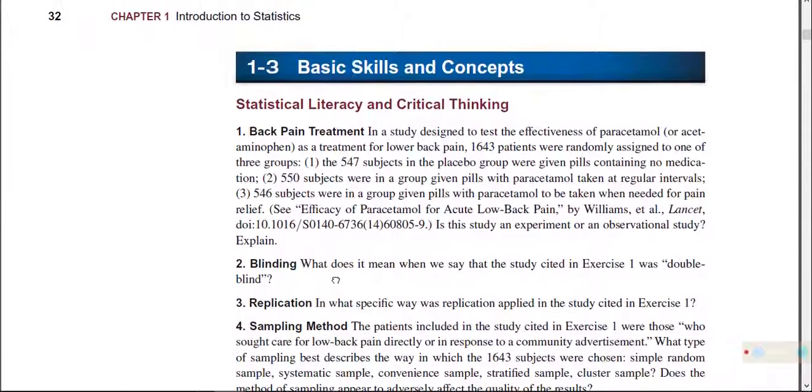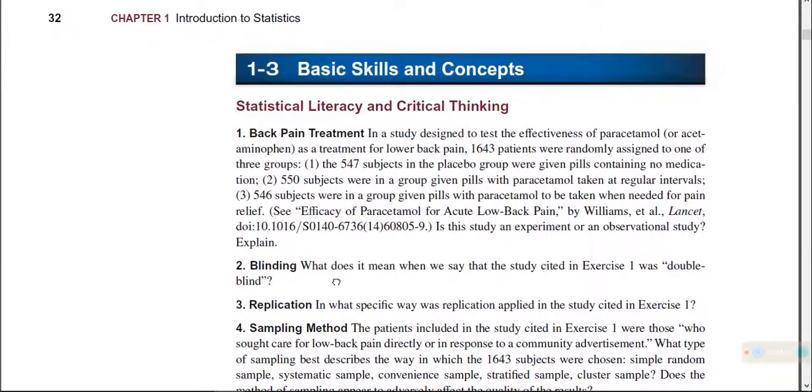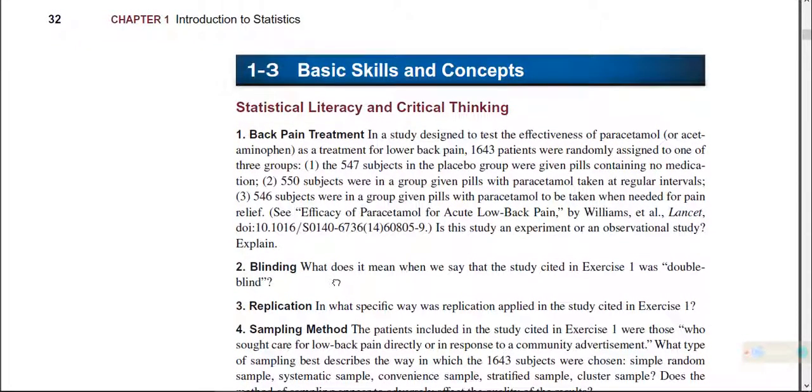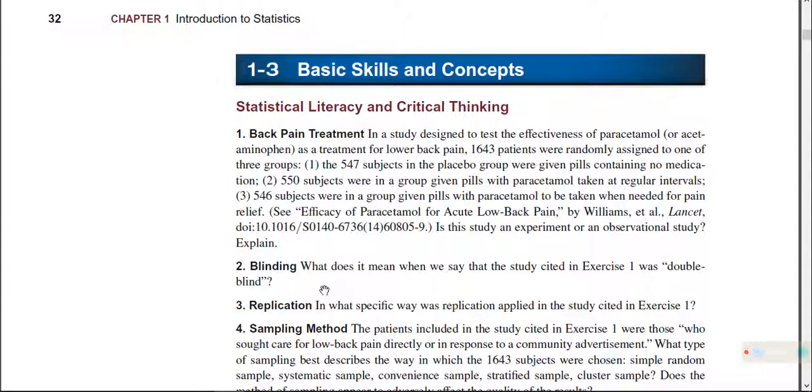So, number 2, blinding. What does it mean when we say that the study cited in exercise 1 was double-blind? So, na-discuss na natin kanina, double-blind siya kasi hindi alam ng mga respondents, first na blinding, hindi alam ng mga bata kung saang group sila kasali, kung sa placebo or sa treatment. Pangalawang blinding, hindi alam ng mga medical practitioners kung yung in-administer nila ay placebo or treatment.